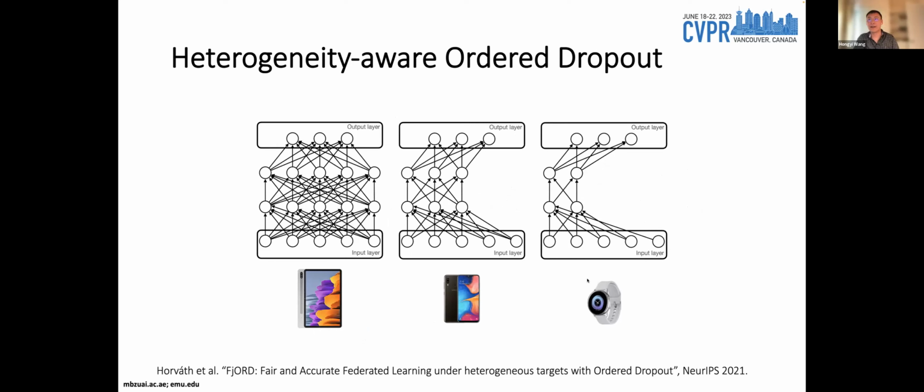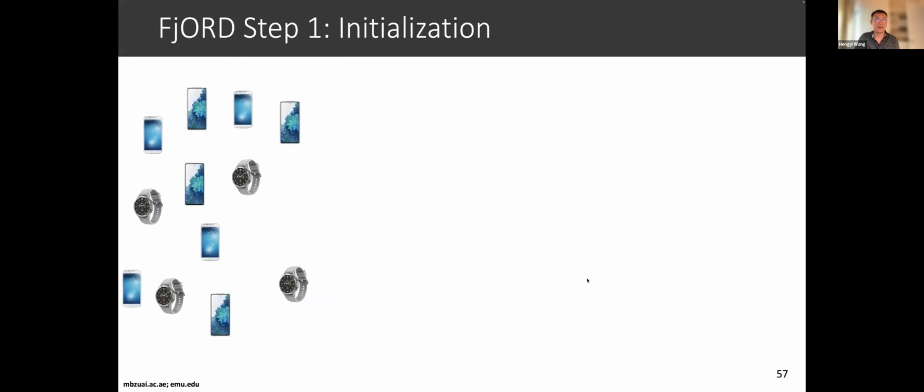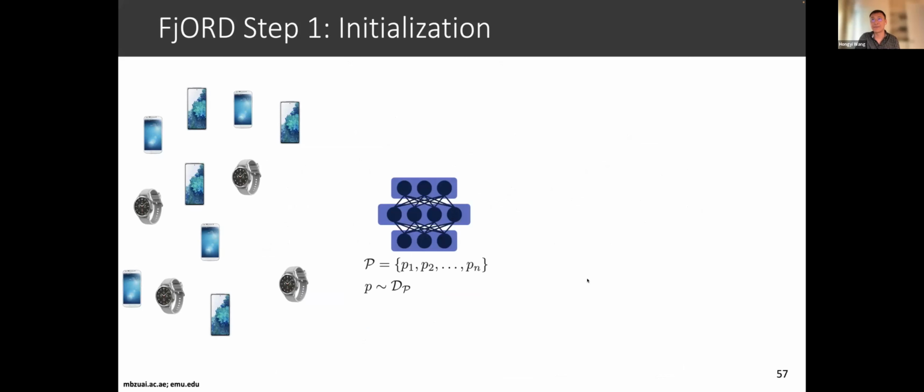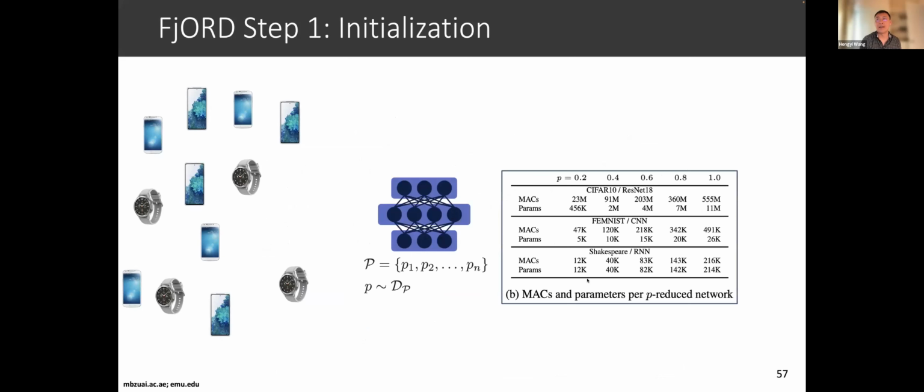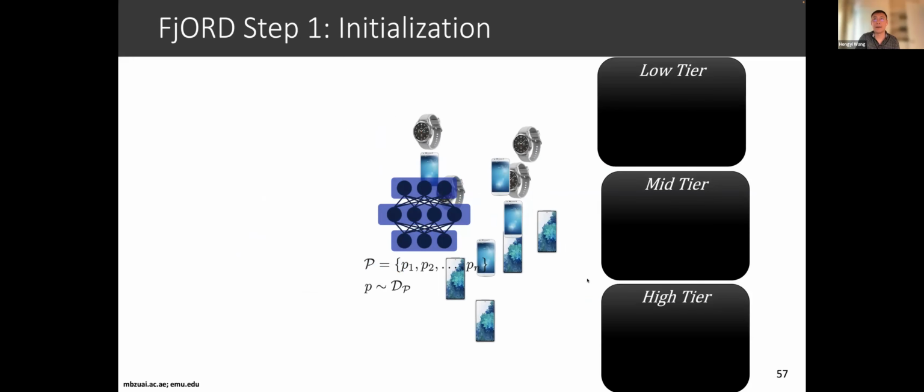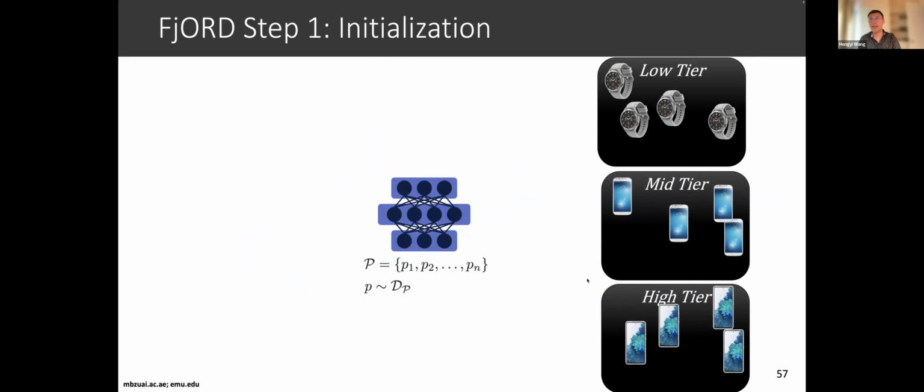So let's say we have a tablet, a smartwatch and a cell phone. At the beginning, we can just detect the profile: what the model weights are, the computation complexity and number of parameters, and also our hardware capacity. Then we can group our devices into different tiers, and slice our model into different pieces, so each has a targeted ordered dropout ratio.